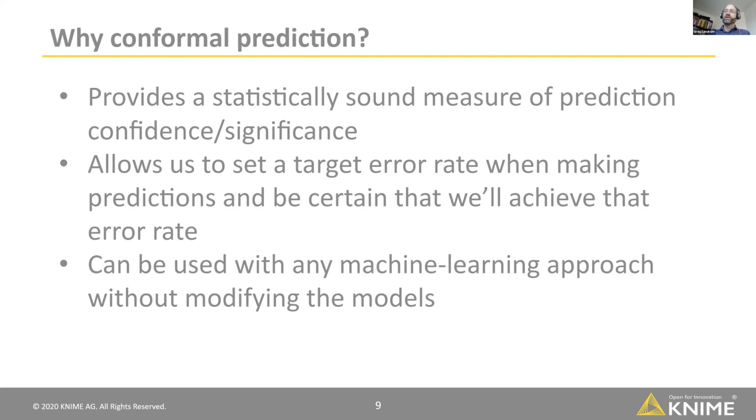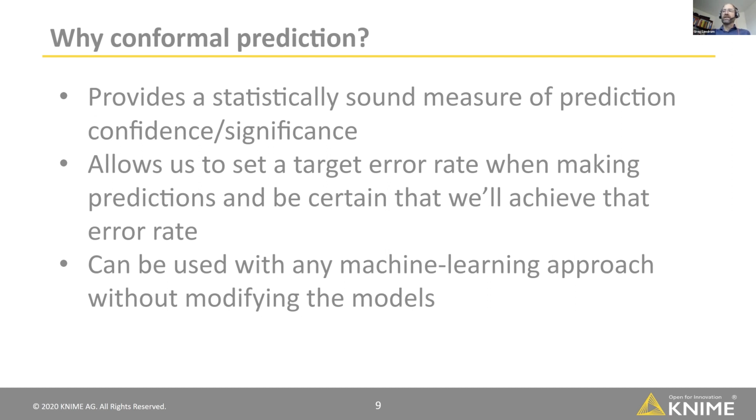And conformal prediction, within a few approximations that we'll explain along the way, actually allows you to give hard confidence levels on your predictions. It also lets us set the target error rate that we're willing to tolerate when we're making predictions, and to know, again, within the assumptions of the method, that we will actually achieve that error rate.